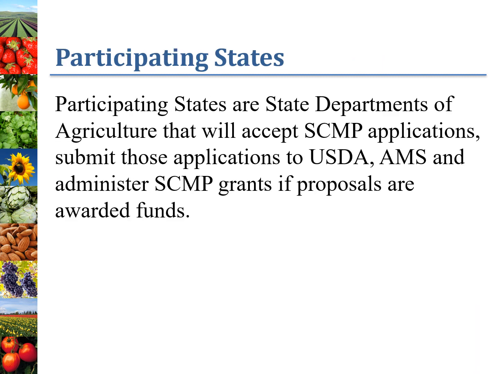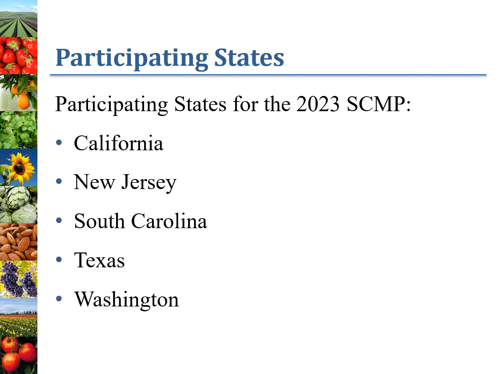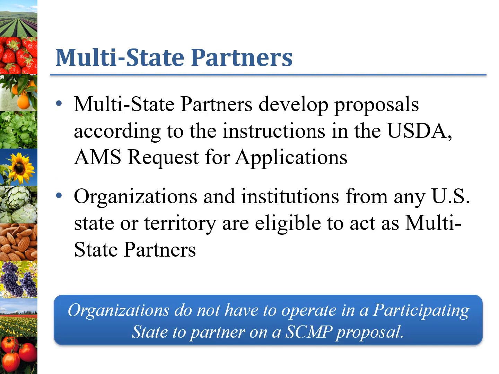In the next few slides, we'll clarify the terms in the USDA RFA, starting with participating states. Participating states are state departments of agriculture that accept SCMP applications and will administer awards if projects are selected for funding. For 2023, here is the list of participating states. The second group are multi-state partners, organizations in any U.S. state or territory that develop SCMP proposals.